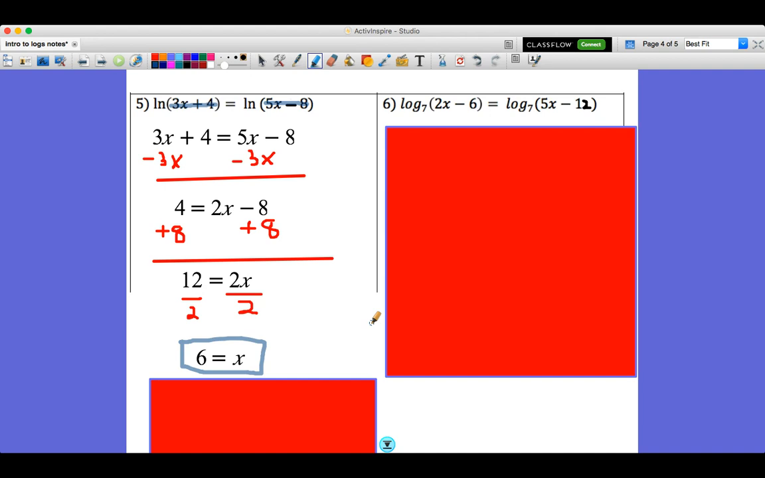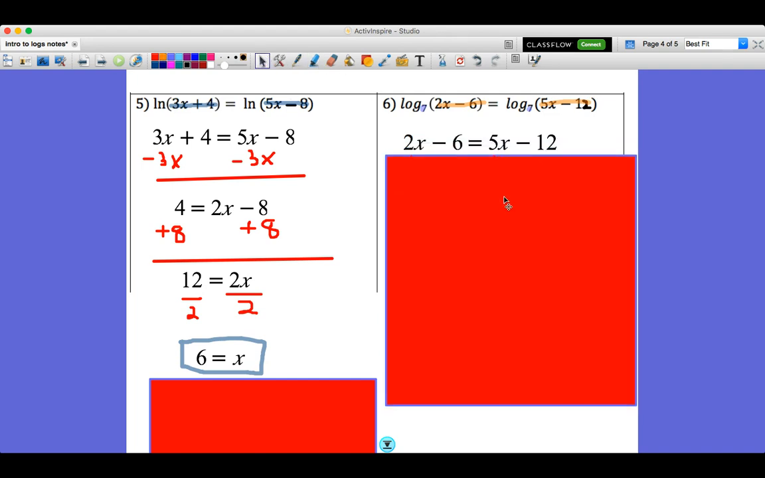And then our last one, we have log base 7 of 2x minus 6 equals log base 7 of 5x minus 12. Check first, they have the same base of 7, so we can set 2x minus 6 equal to 5x minus 12 and solve it out. So that's our equation for number 6.